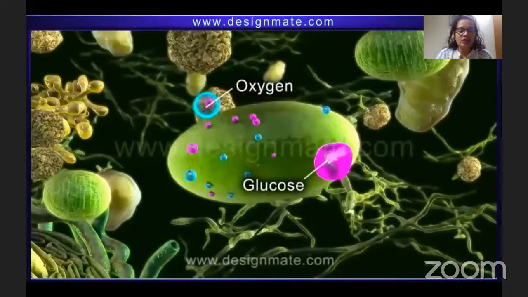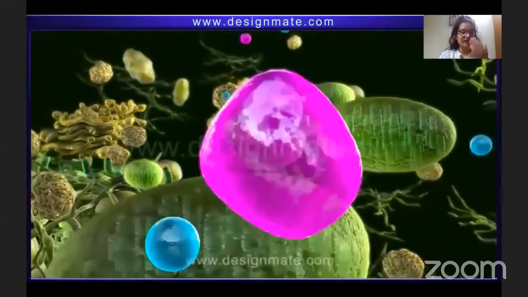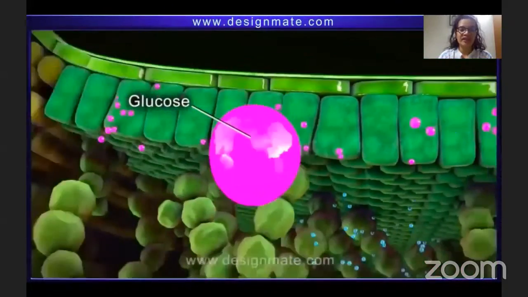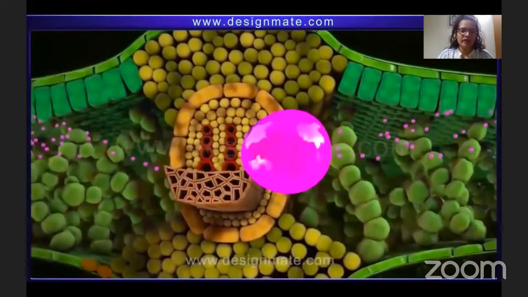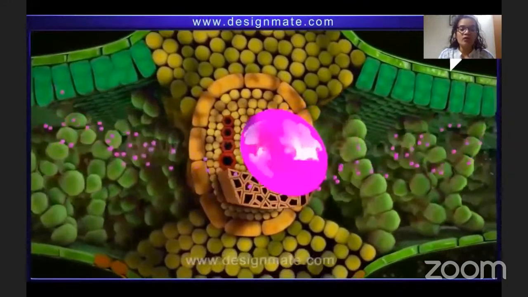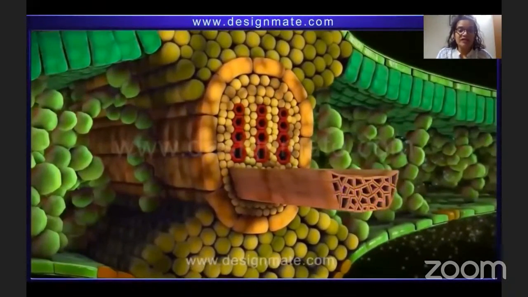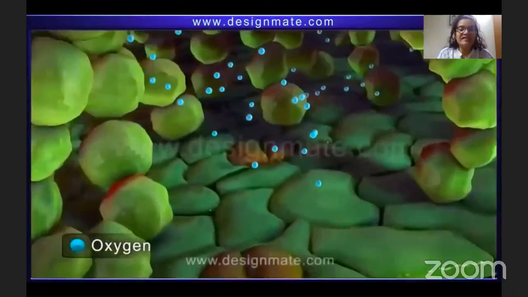Now the oxygen and glucose molecules diffuse out of the chloroplast. If they've come in, they can obviously go out too. Both of these are very important, glucose and oxygen. Now let's see what happens. Glucose is transported through other specialized tubes to all the parts of the plant, aiding in its growth.